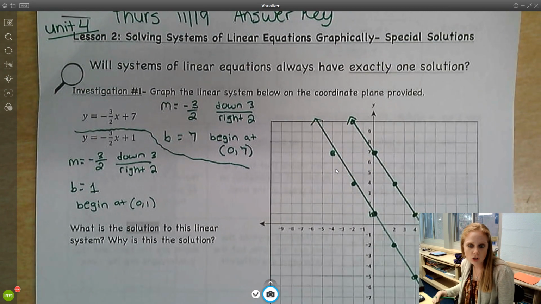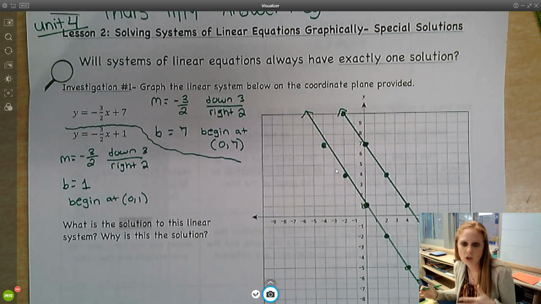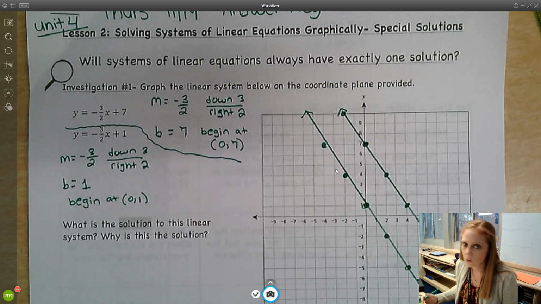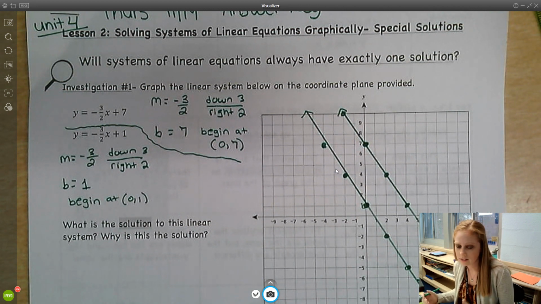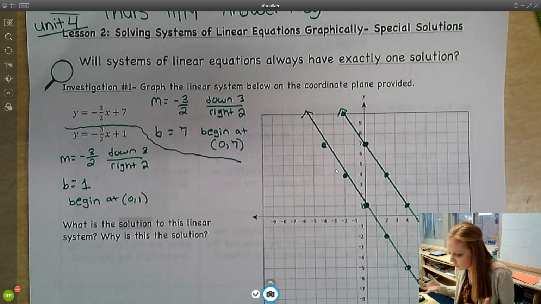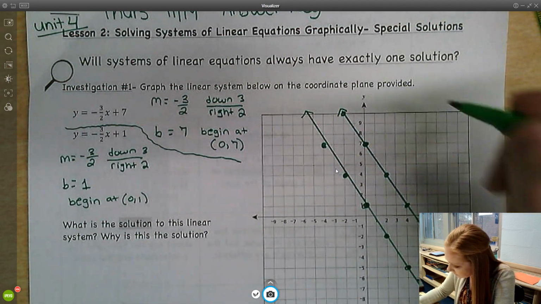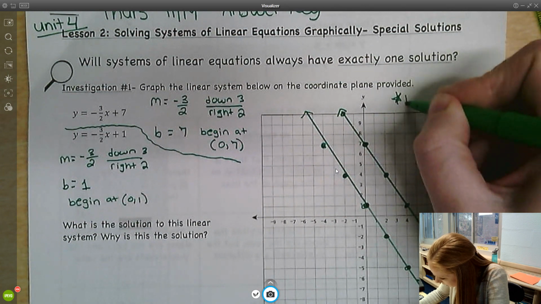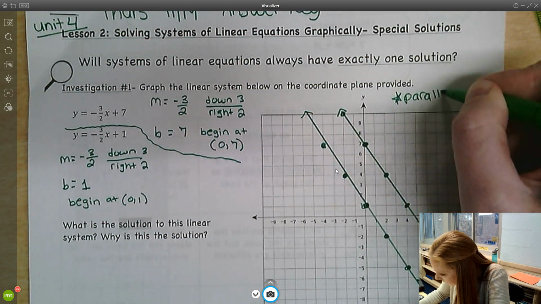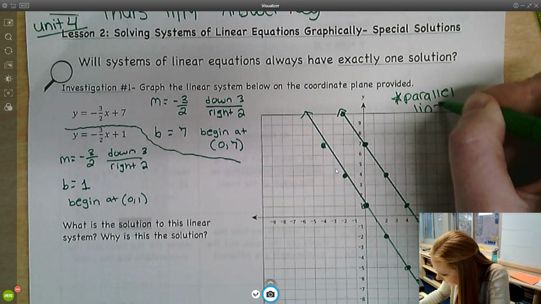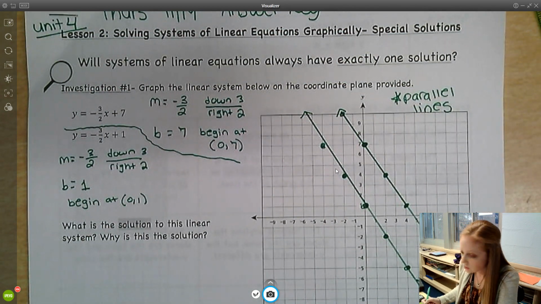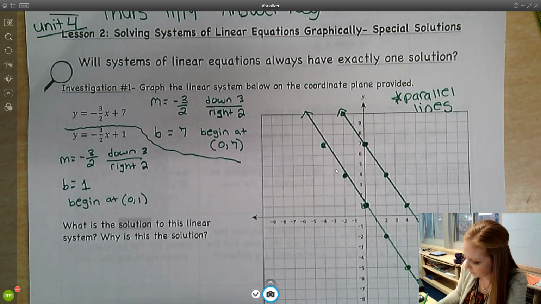Okay, so find the solution. Well, we learned yesterday you have to look to see where they intersect. And it doesn't look like these two are ever going to intersect. They're parallel lines. They're not intersecting ever. They're not going to cross. So let's write down some notes here. We see that these are parallel lines, so there is no solution.